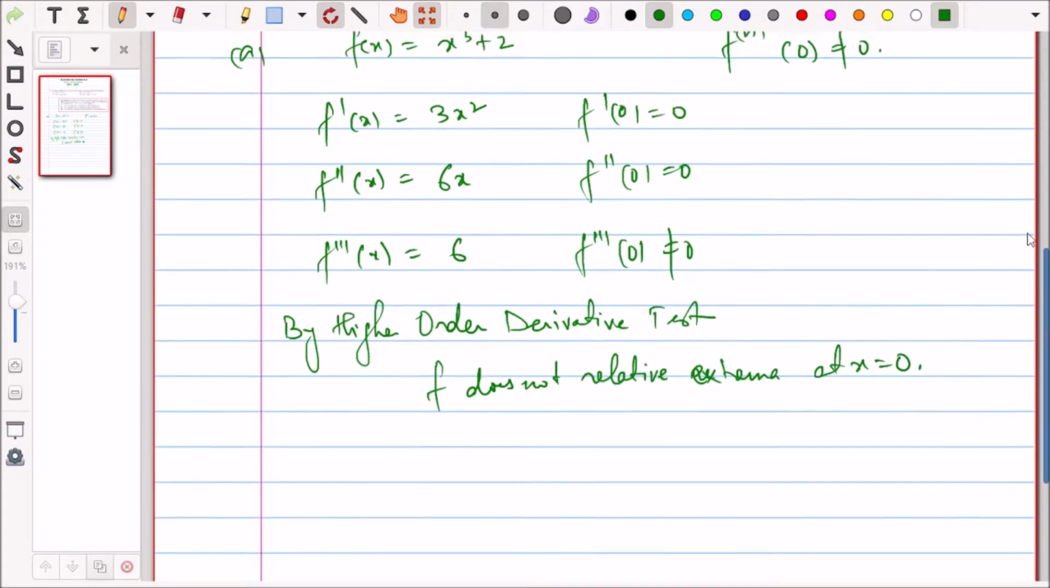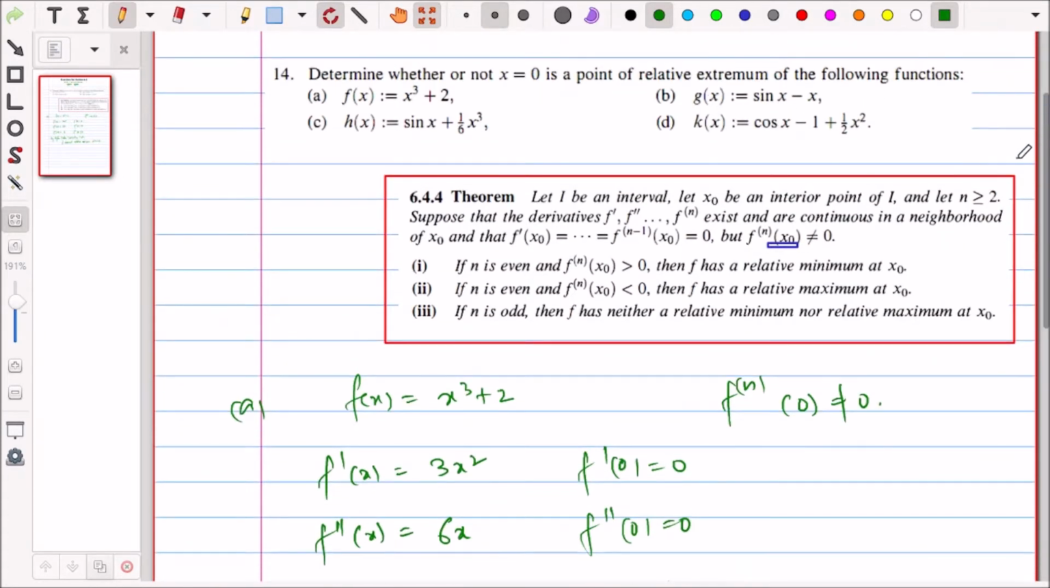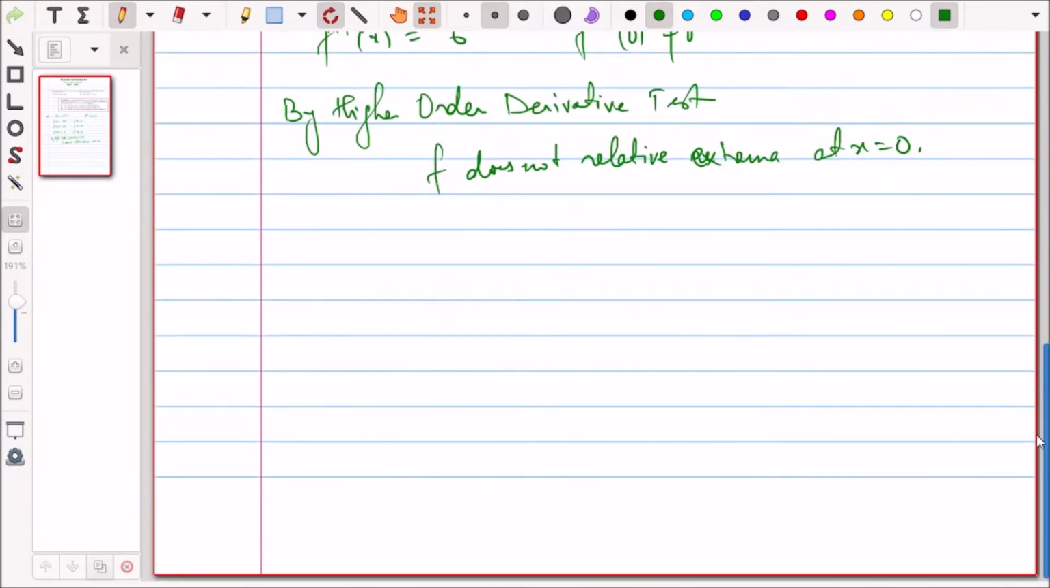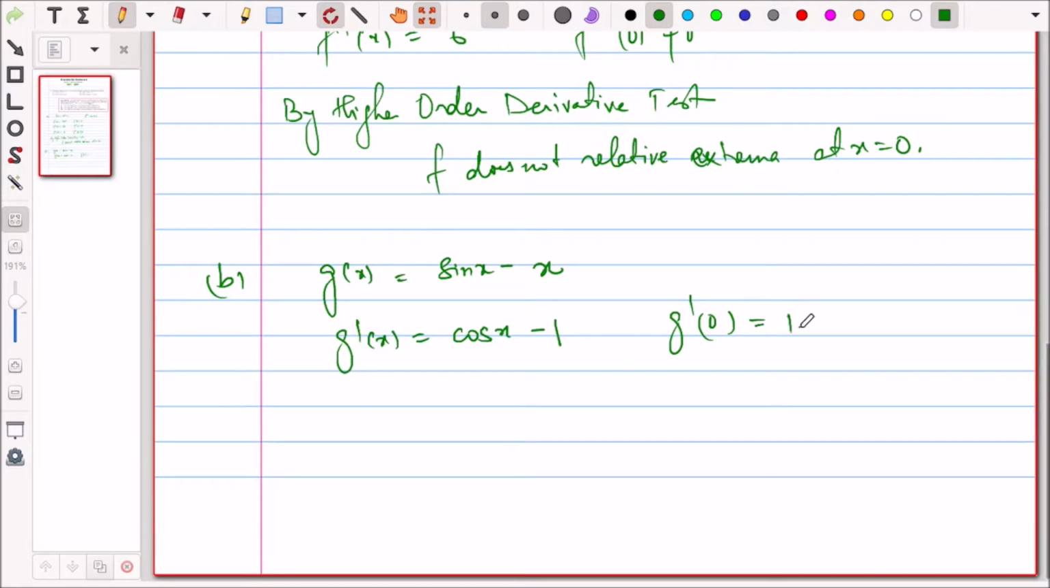Now let us take part B. g(x) equal to sin x minus x. Again we will find the first derivative, which is cos x minus 1. So g dash 0: cos 0 is 1, so 1 minus 1 is equal to 0. So the first derivative is 0.